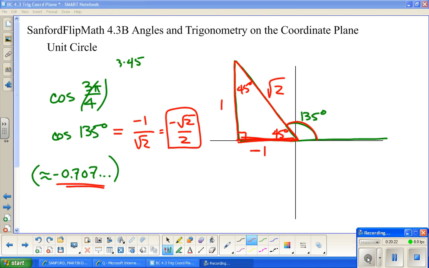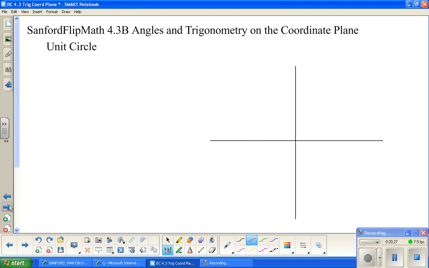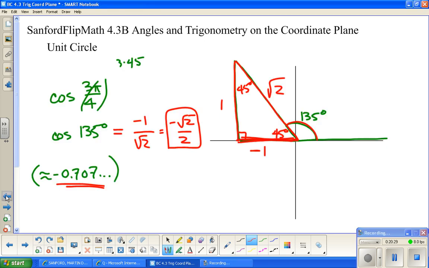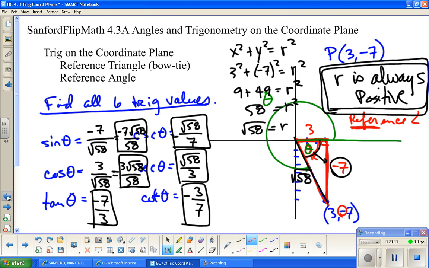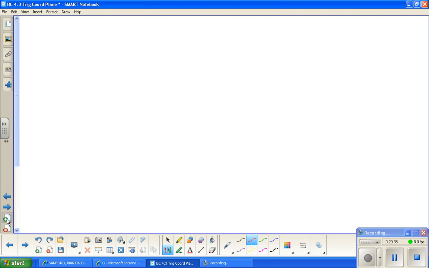All right, I just want to spend a little bit of time putting some things together here. Oh, I did that on a unit circle page, sorry. It's all good though. All right, so we're just going to wrap this up a little bit, this is again 4.3a. Okay, summary. Reference triangle, part of the bow tie.